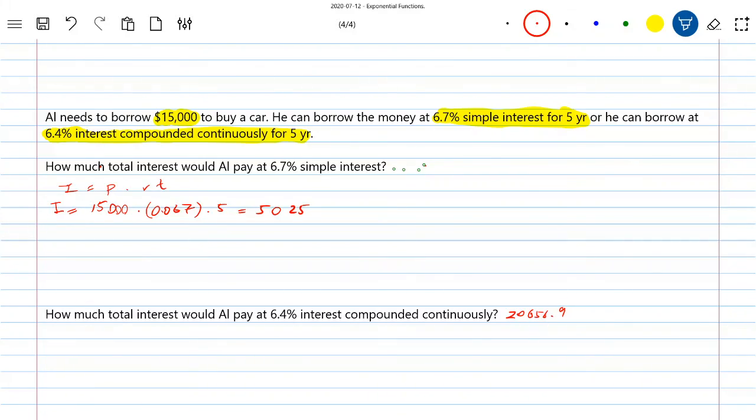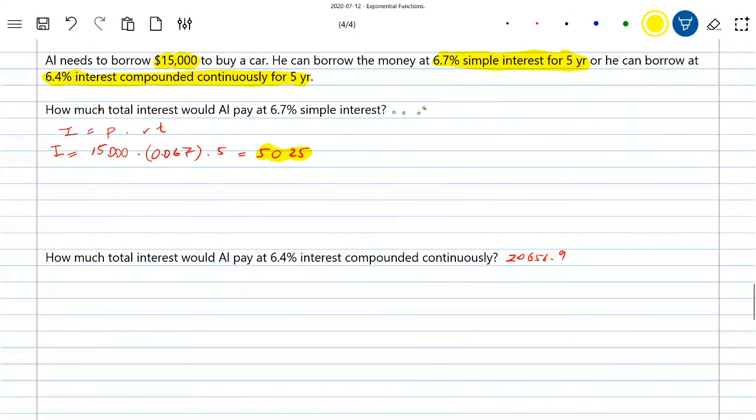This is the interest that you're paying back to the bank for $15,000 borrowed. So if you borrow $15,000 with simple interest of 6.7, you're paying an extra 5,000 back at the end. This is just the interest. If they ask you what the total amount would be, it's 15,000 plus 5,025.